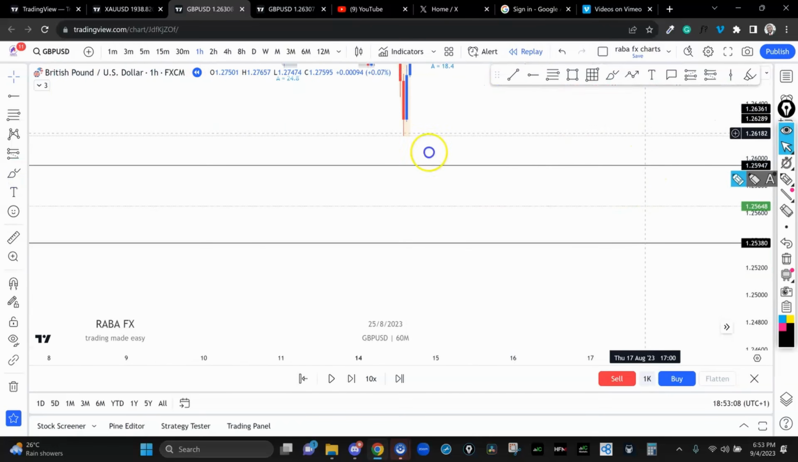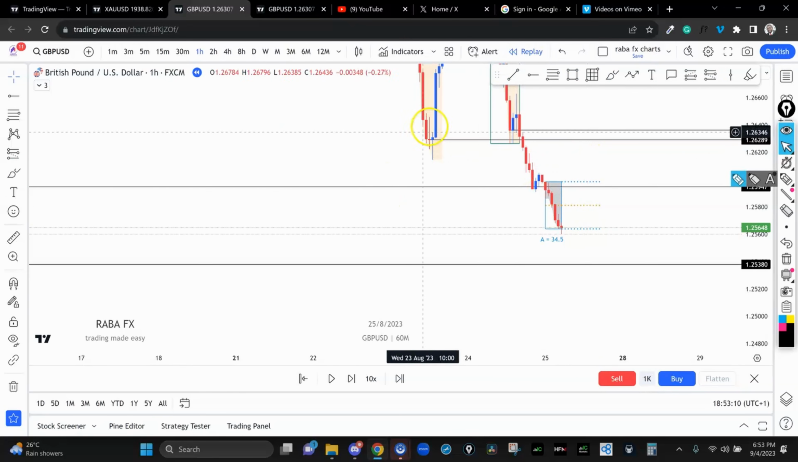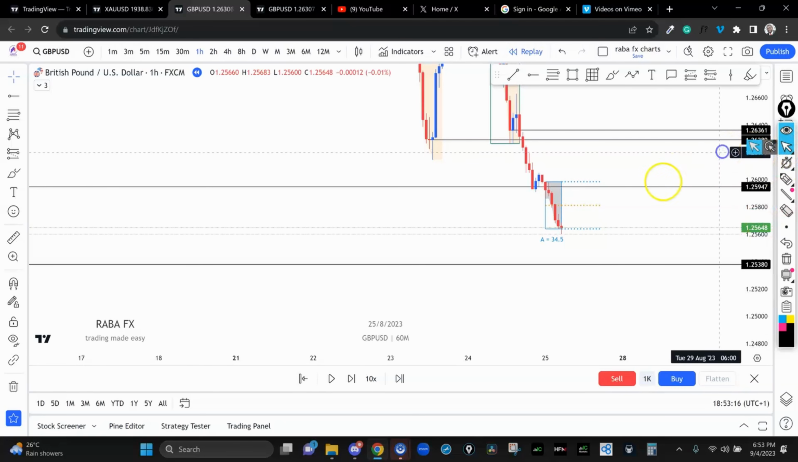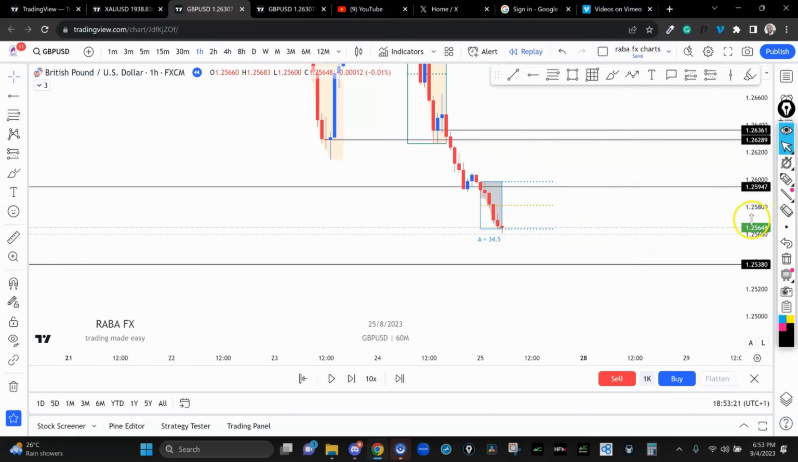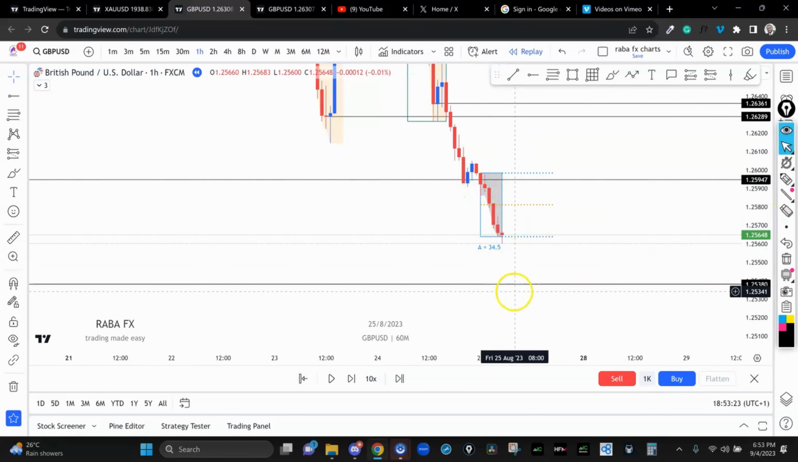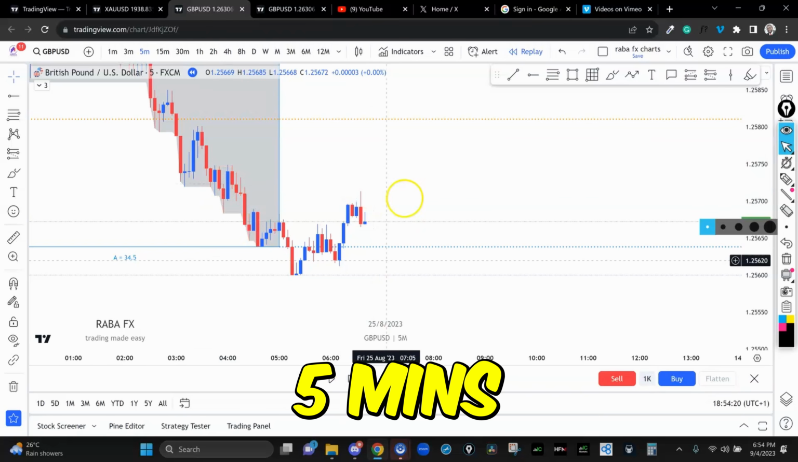Okay, so this is interesting. You can see in a trendy market it pays, okay, but during a ranging market, you may experience some false breaks more often. So now we have this level. We go to the 5 minutes. So this is the 5 minutes here.